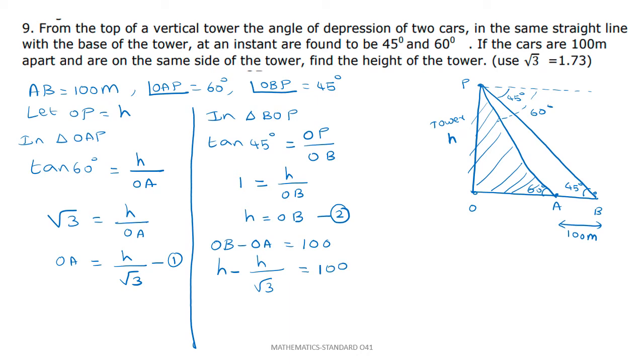So when you simplify this equation, you will get the answer. Most of the children do very nicely till here, and after that they don't know what to do. So very simple, children. Take the H common. So H times 1 minus 1 by root 3. There is one more way you can do this problem.